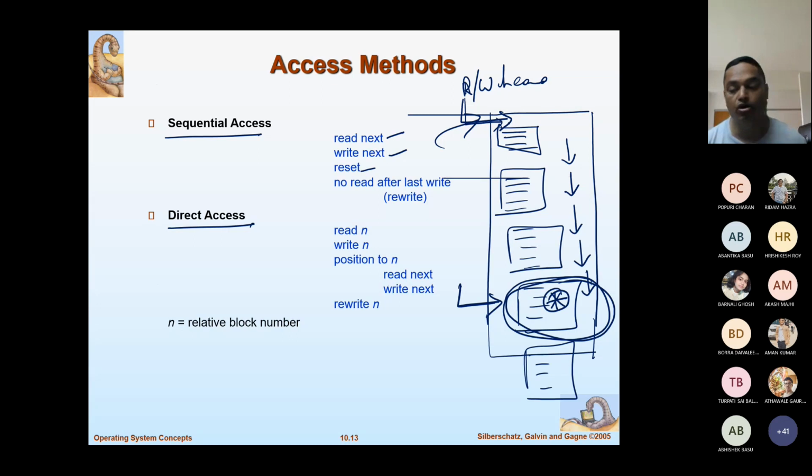So depending on the operating system functionalities, you can move your read-write head from first position to the 10th position, either sequentially or direct access. If you go for sequential, then you cannot skip. You have to go one at a time, the first, then the second, then the third, this way. If you go for direct access, you can reach any position at any moment of time.